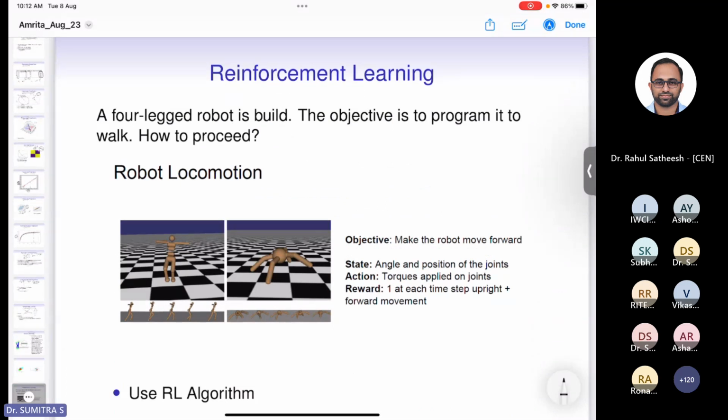Now, next is reinforcement learning. I want to teach a robot to walk around a rectangular yard.